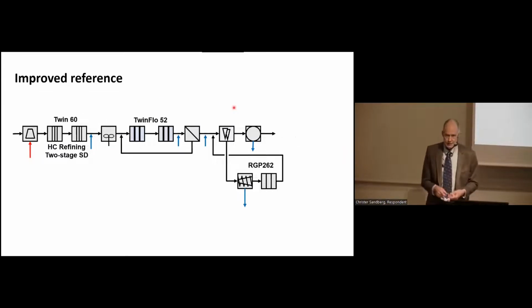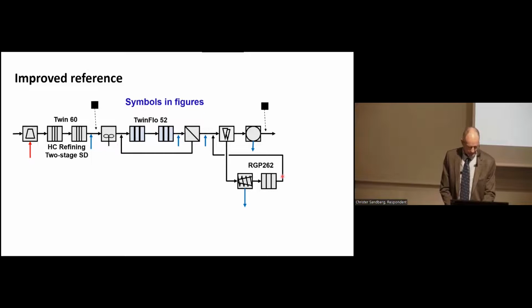I also have included in the more detailed fiber analysis an improved reference, still single disk refining, but in this case, twin 60 refiners, two-stage LC refining followed by screening, where the screen reject goes back to LC. And hydrocyclone reject is refined in high consistency refining. And again, there are 2 black points in the figures from the second stage and the final pulp.